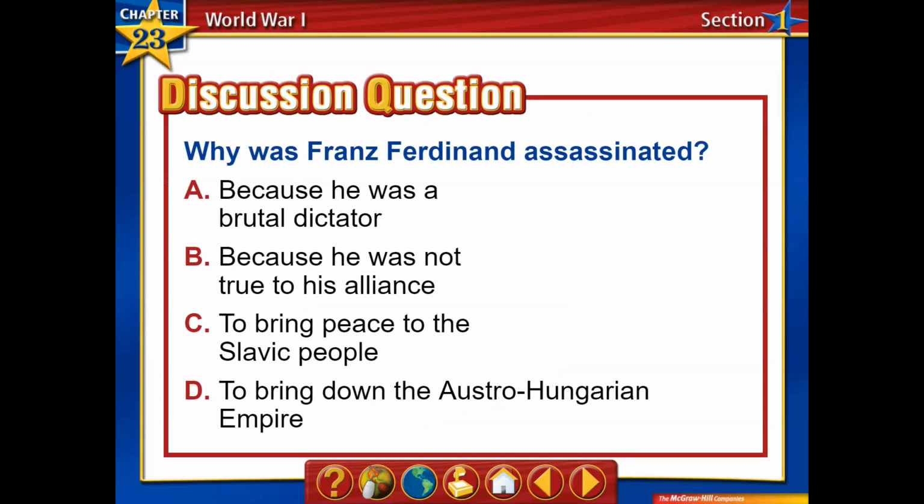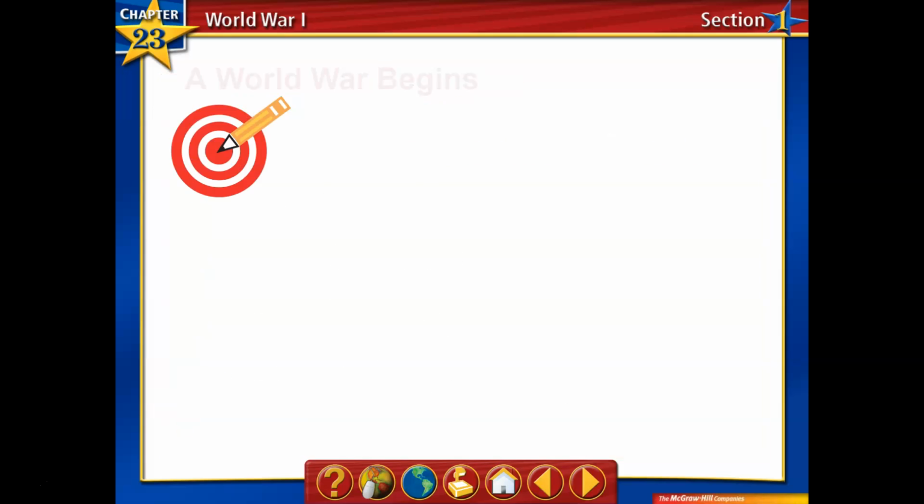So coming back to this, again, we start this chain reaction, but at the beginning, why was Franz Ferdinand assassinated? Pause here if you need to, but let's take a look. It's really to help bring down the Austro-Hungarian Empire, and again, wanting to unite the Serbs.